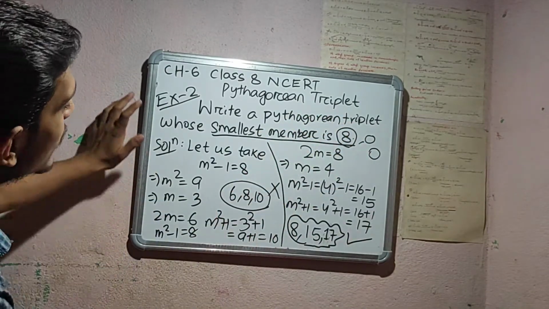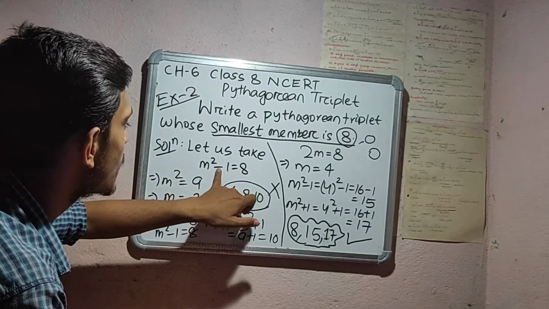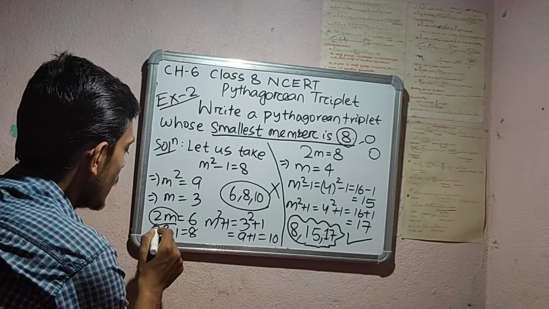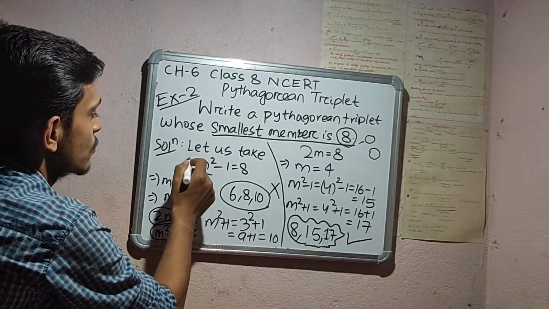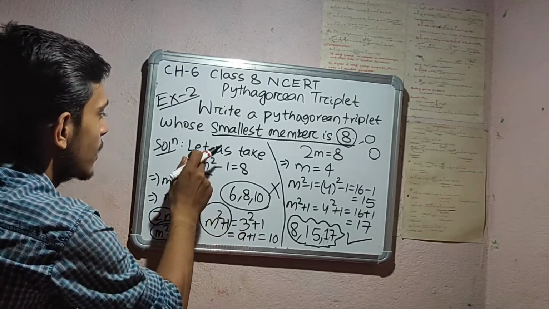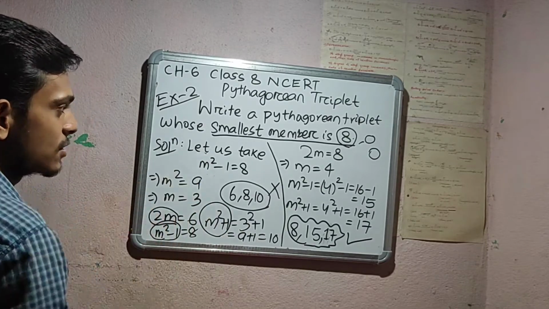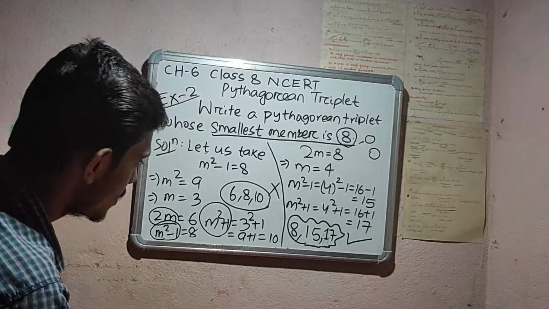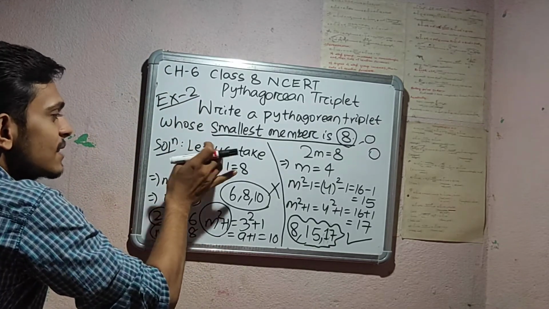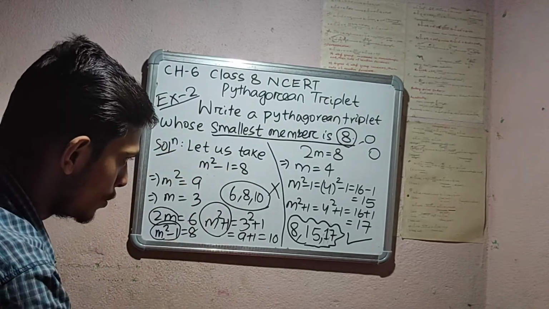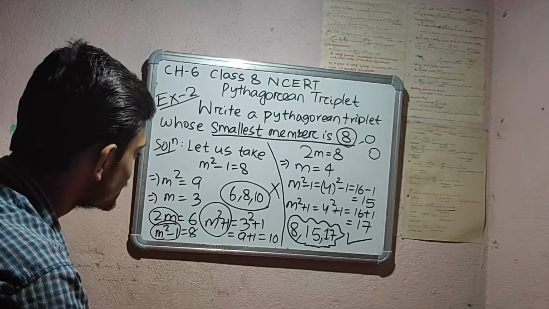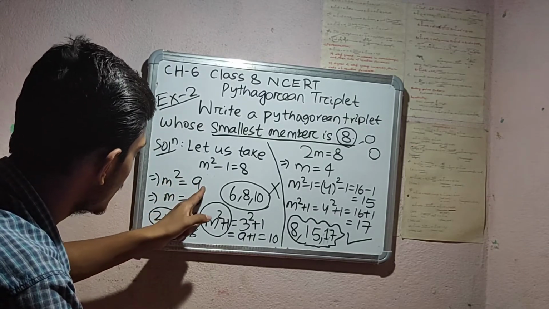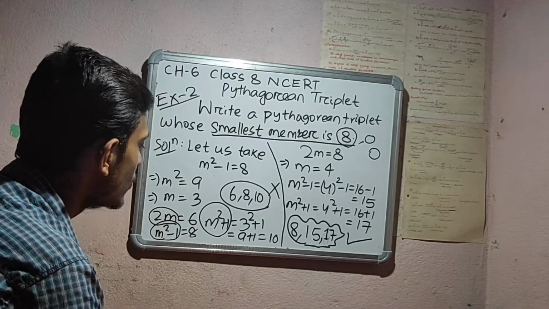So first let us take m square minus 1. Three terms are there: one is 2m, another is m square minus 1, and another is m square plus 1. Let us take first m square minus 1 equal to 8. That is m square equal to 9, and m equal to 3, because 3 squared is 9.